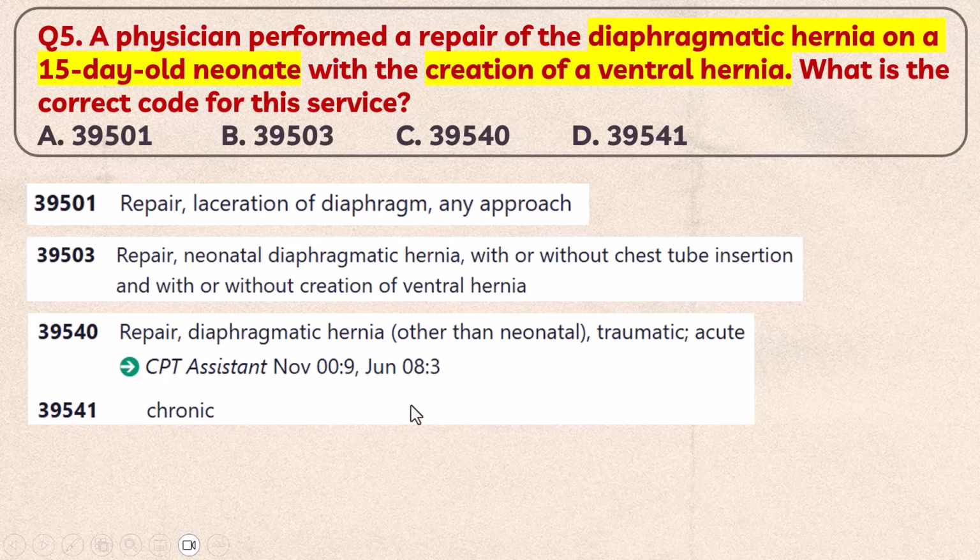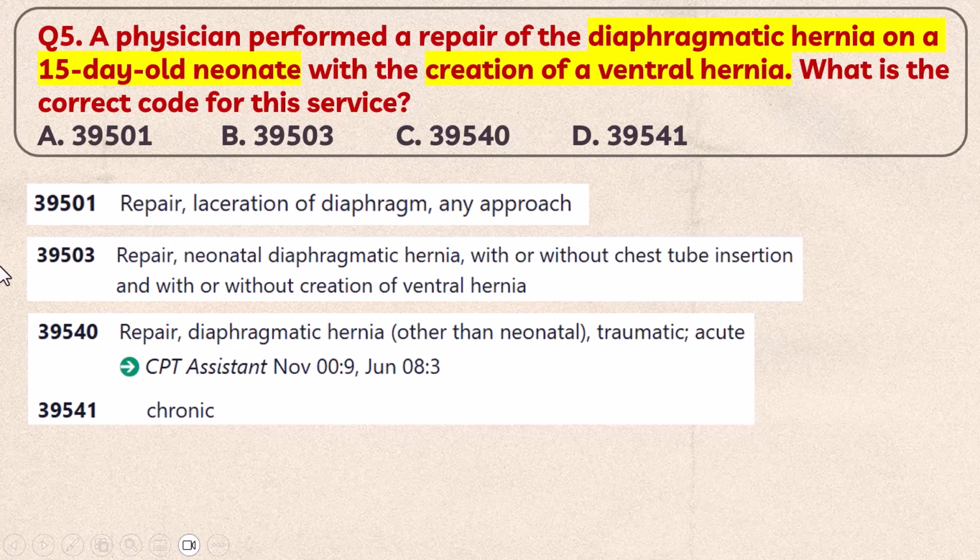Looking at the codes, 39501 is repair of laceration of diaphragm, any approach. 39503 is repair of neonatal diaphragmatic hernia, with or without chest tube insertion and with or without creation of ventral hernia. So this exactly matches the scenario. For this type of question we have to be careful. Sometimes the age will be given only as 15 days old boy or girl, so we have to remember that less than 28 days is neonate.